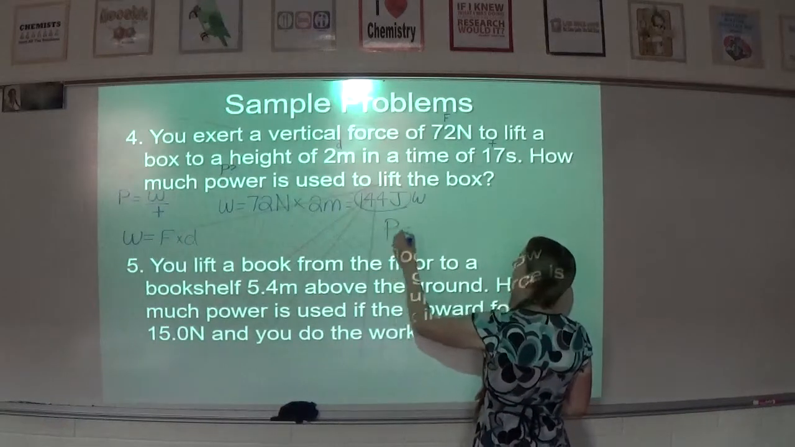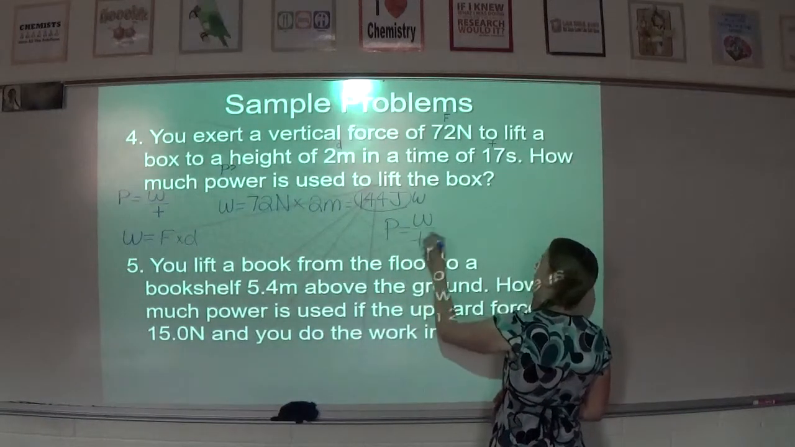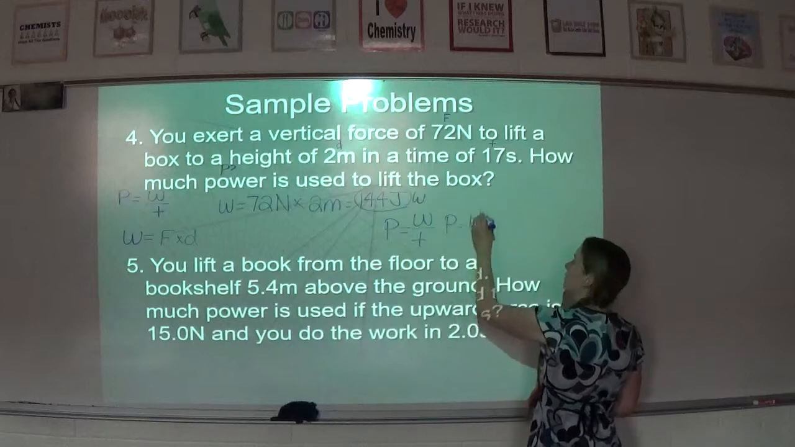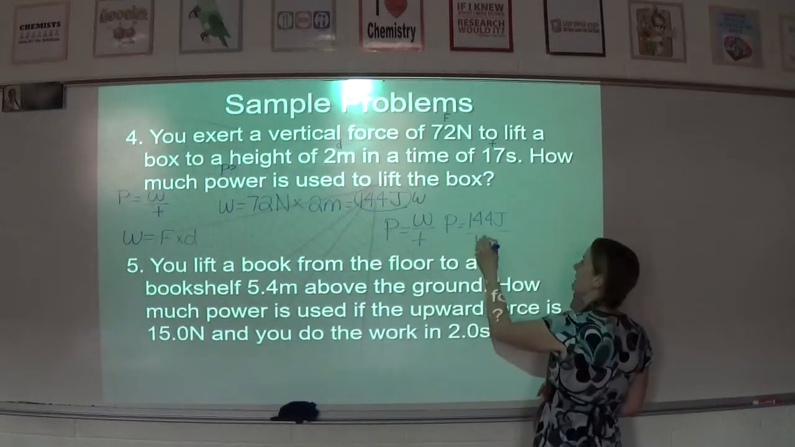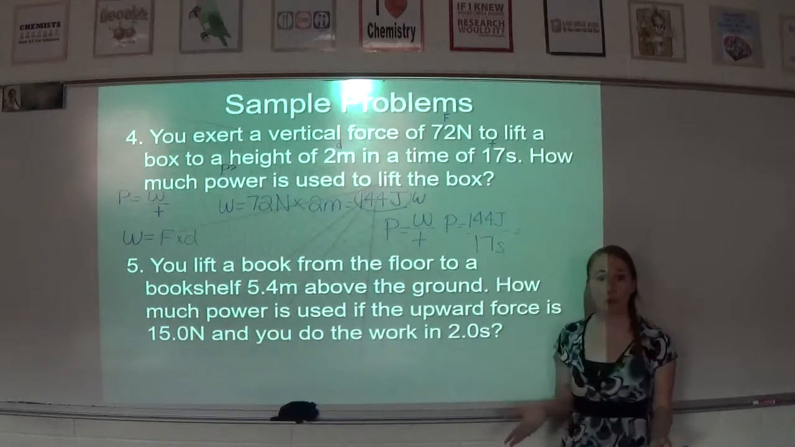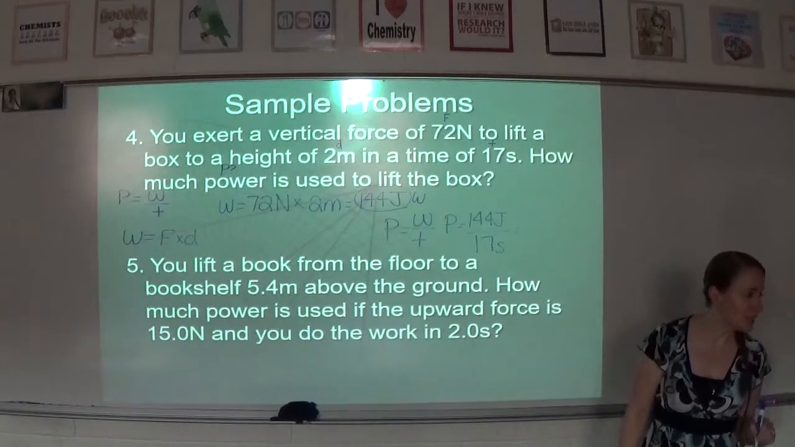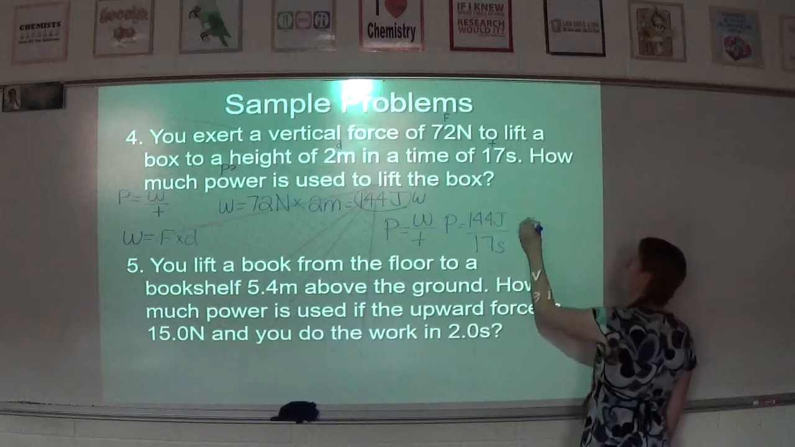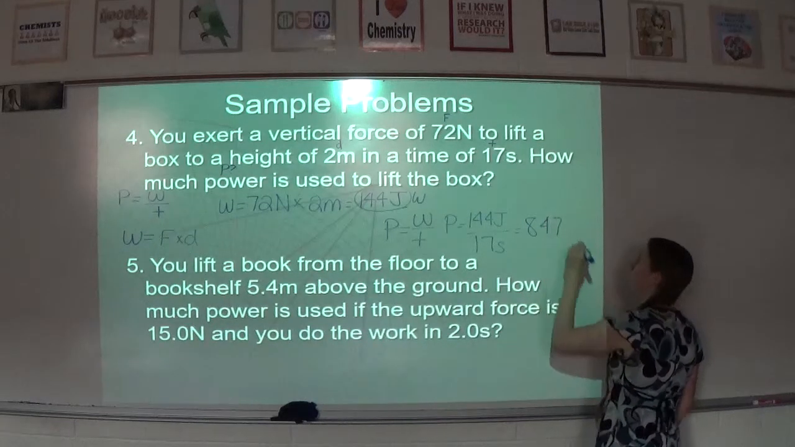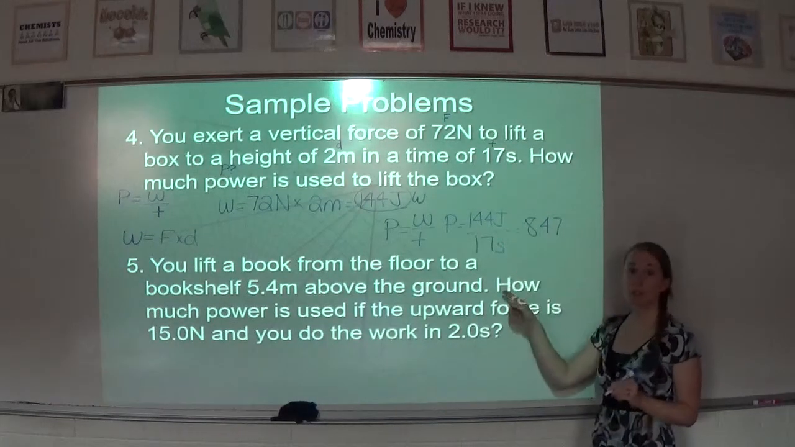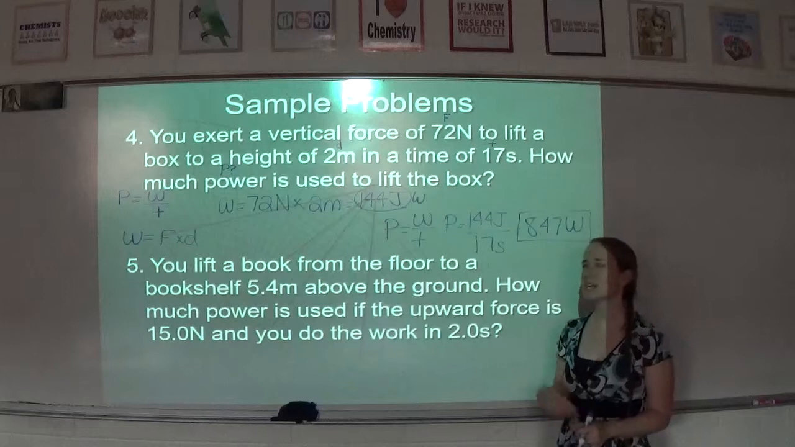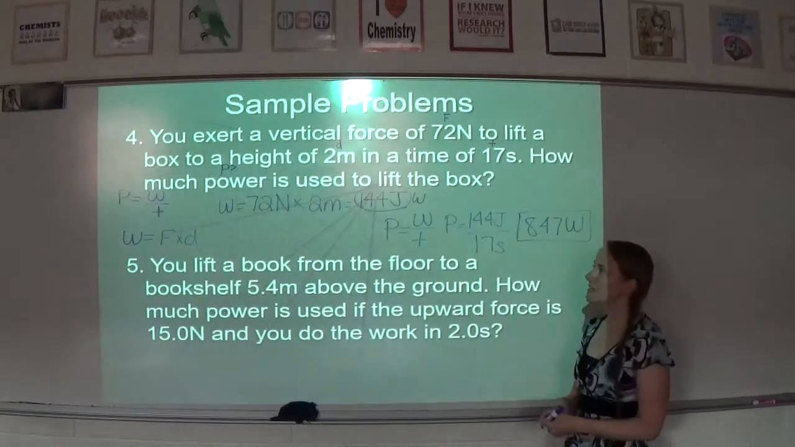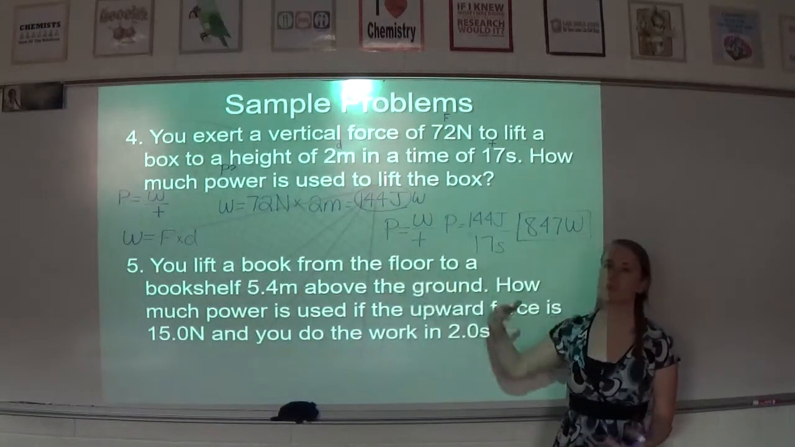So power is work over time. So my work is 144 joules. My time is 17 seconds. So when I do 144 divided by 17, I get 8.47. Now remember, my unit is joules per second, but we know that that turns into watts, which is a capital W. And so don't get confused. That's the only thing I don't like about watts, is because a lot of people want to put watts with work because they're both W's.